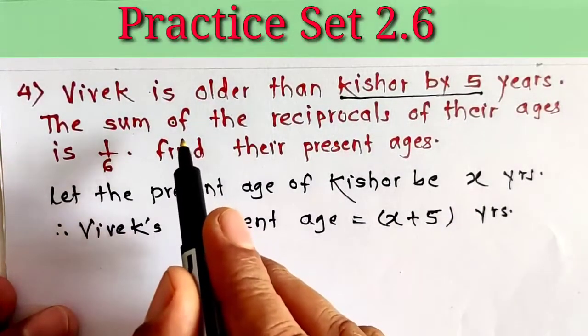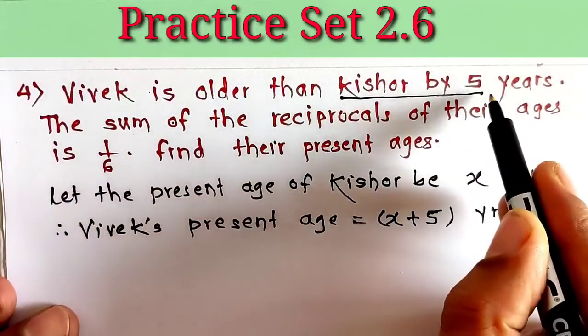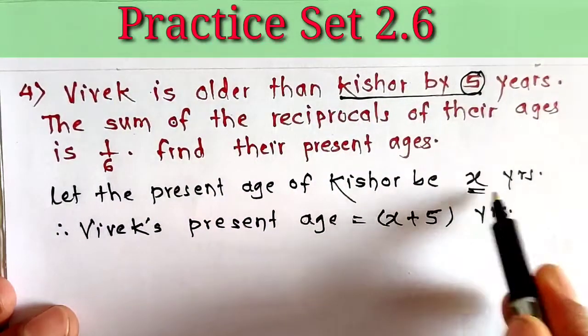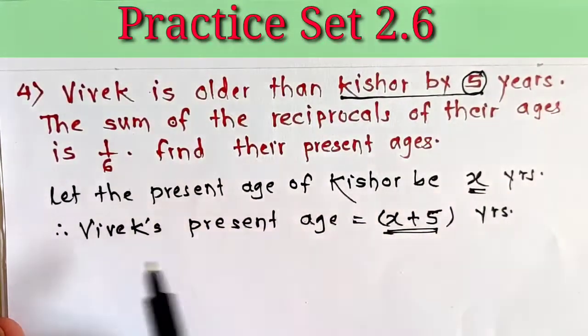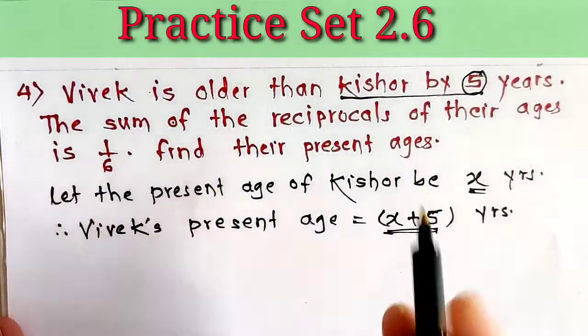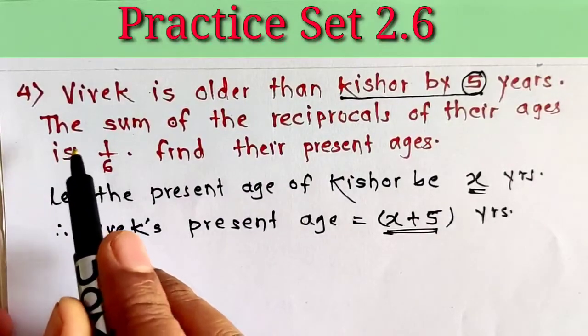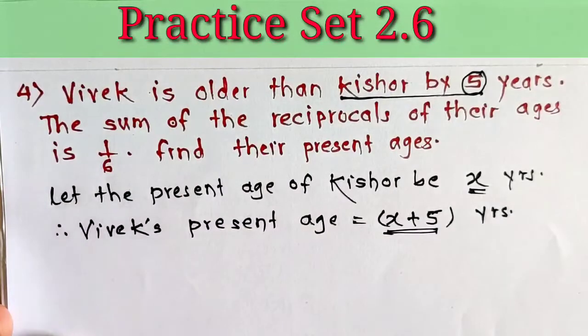Now the next condition. From this first condition, Vivek is older than Kishore by 5 years, we get the two values. How? If Kishore's present age is x, then Vivek's present age is x plus 5 because Vivek is 5 years older. Now use the second condition: the sum of the reciprocals of their ages is 1 by 6. Reciprocal means we have to interchange the numerator and denominator.